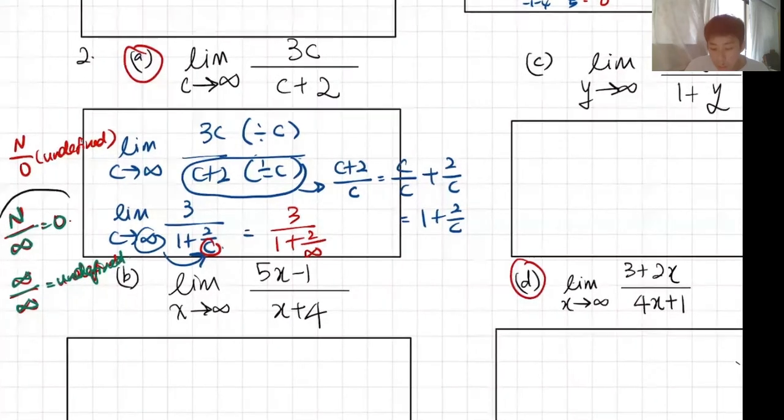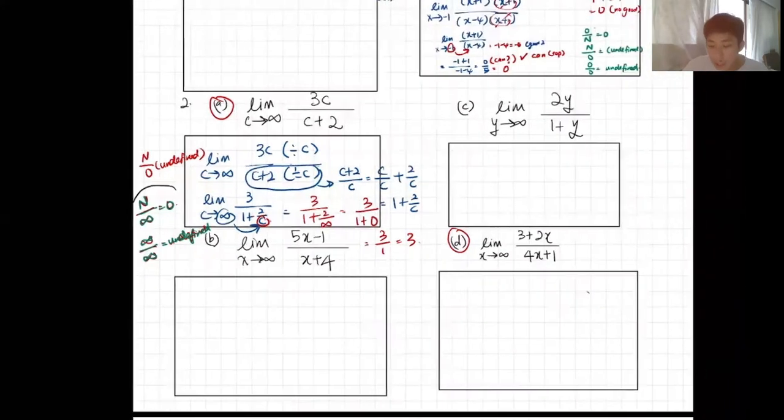Remember, imagine you're dividing 2 apples to an infinite amount of people. One person will get no apple. It's because there are infinite people. You get what I mean? So you get 0 here. You get 3 divided by 1 plus 0. Why 0? Because as I said, 2 divided by infinity will give you 0. So this will give you 3 divided by 1 equals 3.